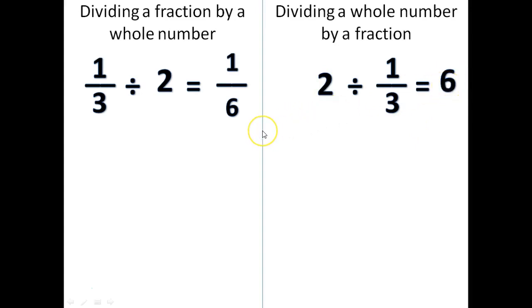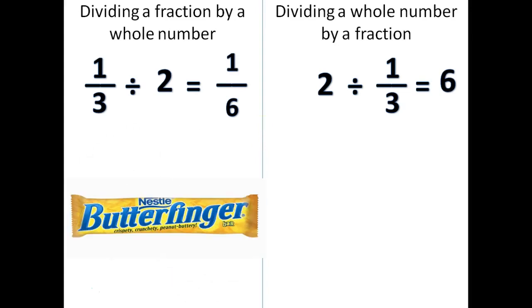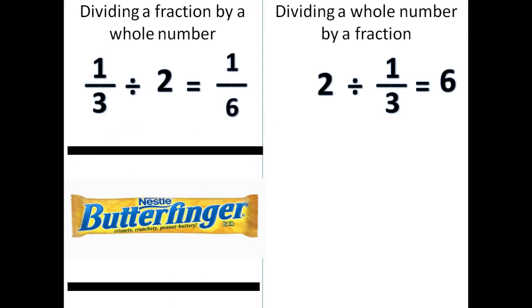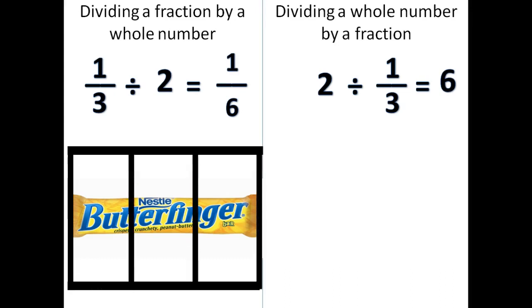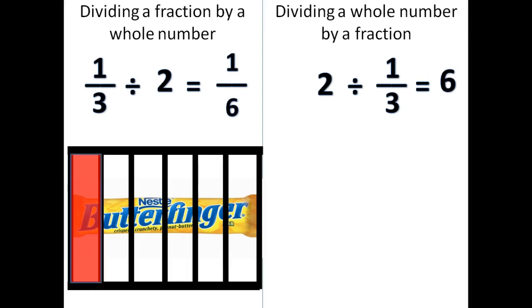It's important to be able to visualize, so here we will use a candy bar to demonstrate. We're going to get 1/3 of a candy bar, and then we're going to divide it into 2. So each third will have 2 pieces, 2, 2, and 2. If you were to share in this candy bar, you would receive 1/6 of the candy bar.